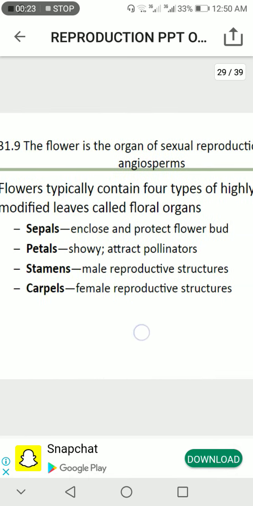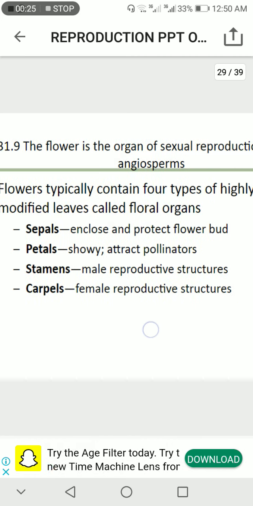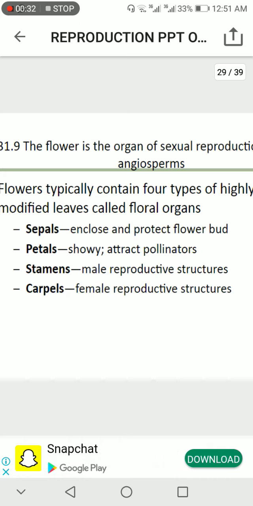A flower typically consists of four floral circles or floral leaves which are arranged in the form of a circle. The first circle is called the calyx. The calyx consists of green sepals which enclose the flower in the bud condition and also perform the function of photosynthesis. The second circle is called the corolla, which consists of colorful petals which are very showy and attractive for the purpose of pollination.